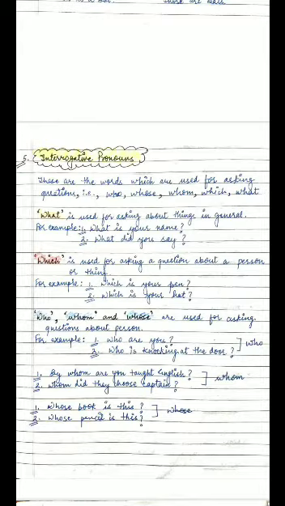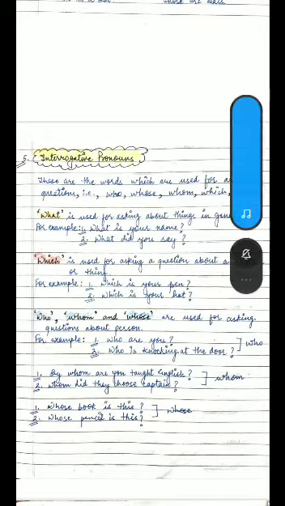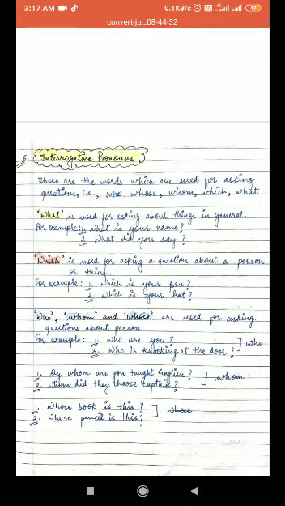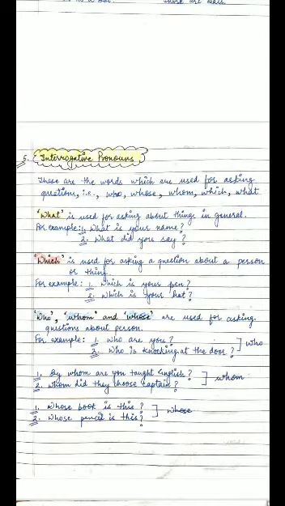Let's understand their usage. So, the word what is used for asking about things in general. For example, what is your name? What did you say? Now, the word which is used for asking a question about a person or a thing. For example, which is your pen? Which is your hat? Okay children, the words who, whom and whose are used for asking questions about persons.